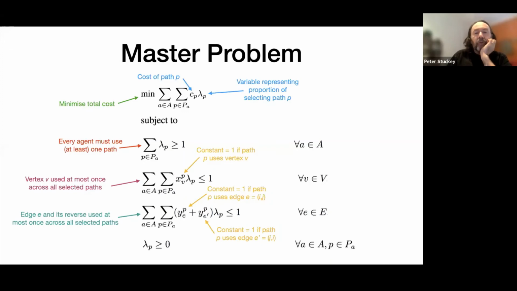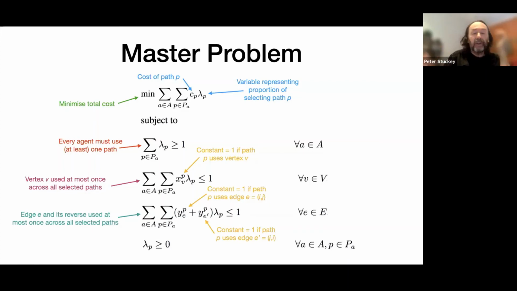We're going to minimize the total cost. We've got for each path, the selected path, we get lambda p times that cost. We're going to, of course, select exactly one path for each agent. Then for each vertex, we're going to have this constant xpv, which says that this vertex is used by this path, all right, at this time. So a vertex is a cell time pair. So we're going to make sure that it's only used at most once. And for each edge, we're going to make sure that each edge and its reverse is used at most once at any time.